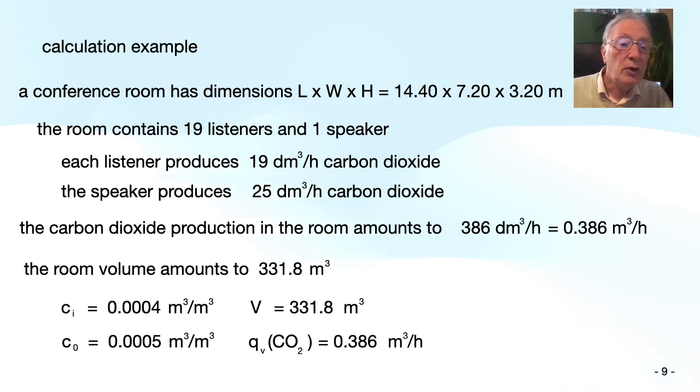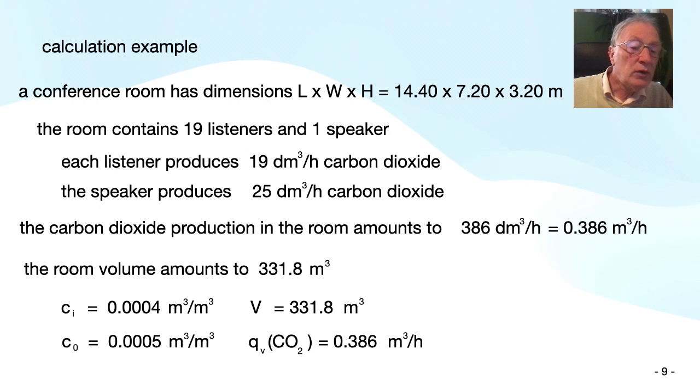That's 19 times 19 plus 1.25. Then this amounts to 386 liters per hour, and then we make cubic meters per hour from it. That's 0.386. The room volume we now know, that's 331 cubic meter. We have the concentration of the inlet air, which was 400 ppm, which amounts to 0.0004 cubic meter per cubic meter.